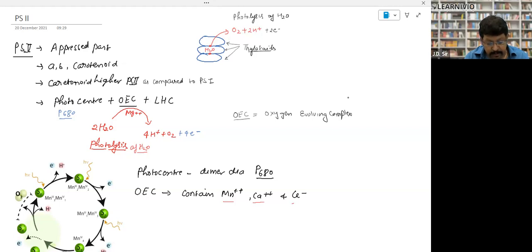Next point. Oxygen evolving complex, OEC in bracket, write down OEC, contains manganese, calcium, and chloride ion. This is a question for D. OEC contains manganese, calcium, and chloride ion.